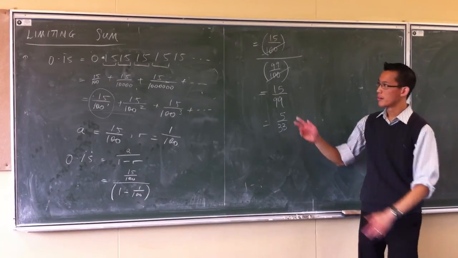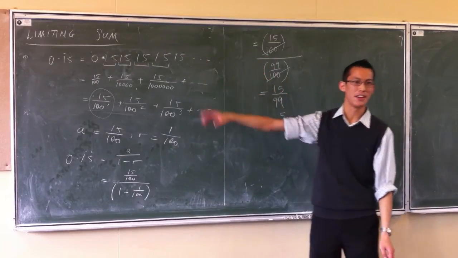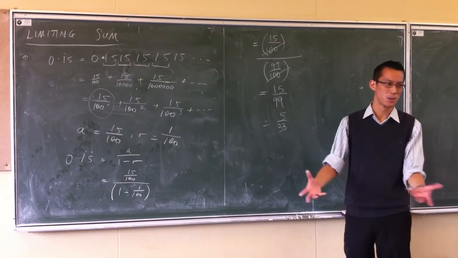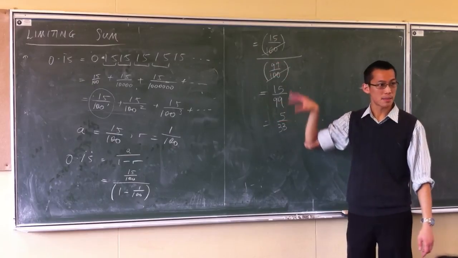Now, recurring decimals. If you said to a year 7, oh yes, the reason why this is a recurring decimal is because of geometric progression, of course it wouldn't make sense, right? But now you've got the pieces to make sense of that.